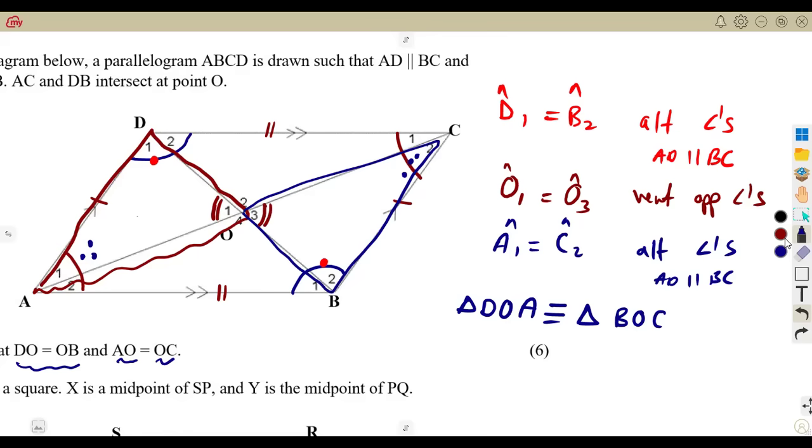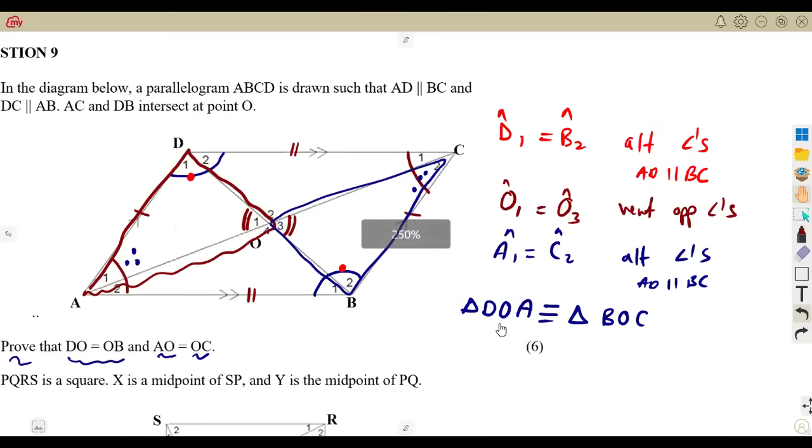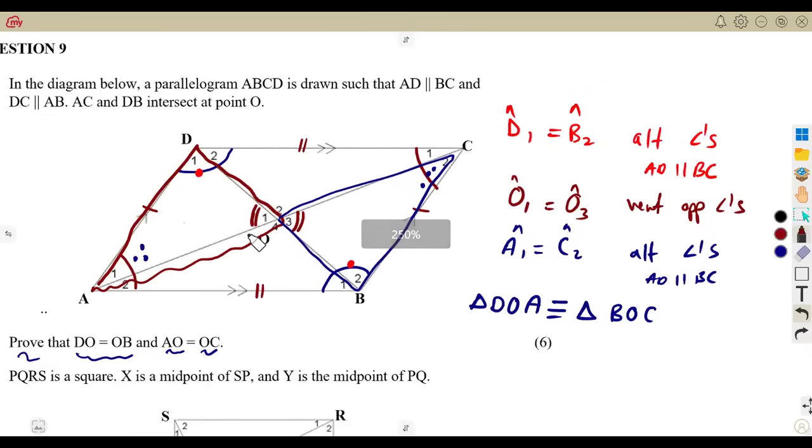So if these two are congruent, it means the lengths are also the same, guys. Congruent figures, everything is the same. They are not merely similar. Everything is the same. So here we want to prove that OD and OB, this is where we have DO and this one, BO. As you can see, they are the same. So therefore, we can say OD is equal to OB. Which other part? AO and OC. This is OA, this one.